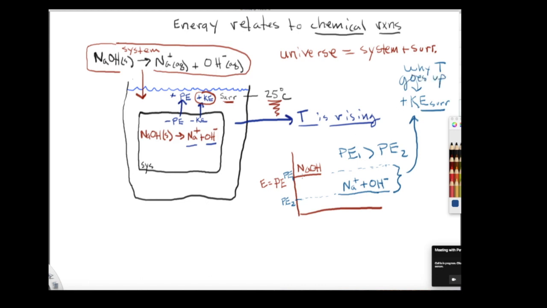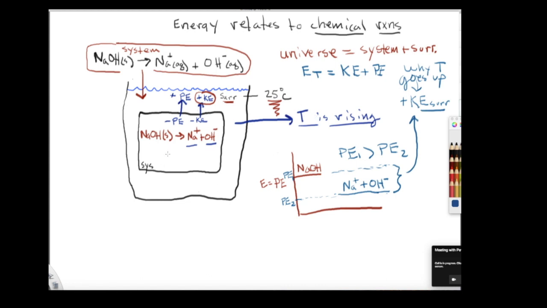This is the reason, because there's an energy difference between where we started and where we finished. Remember, and this was a couple of videos ago, that the total energy is equal to the sum of the kinetic energy plus the potential energy. So this energy difference between these two platforms, that is the kinetic energy that moved into the surroundings, and it is the reason why the temperature went up.